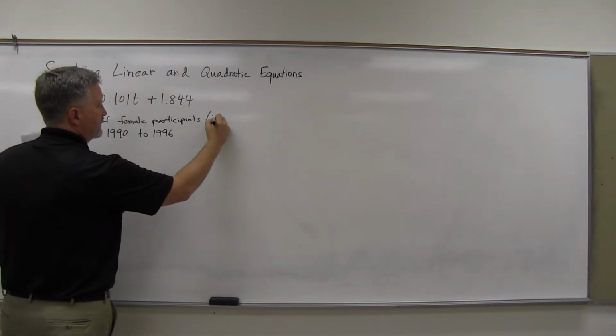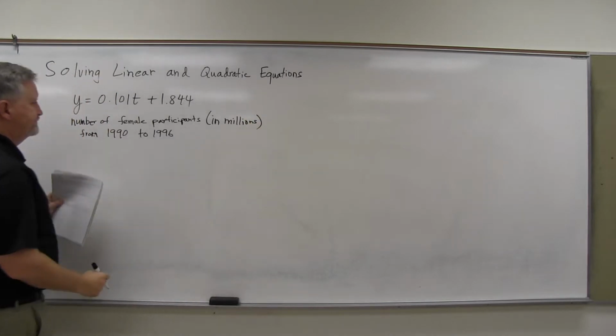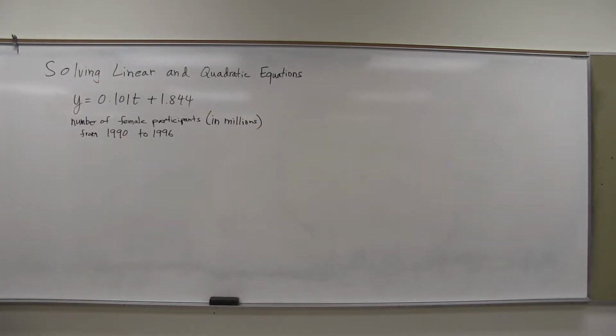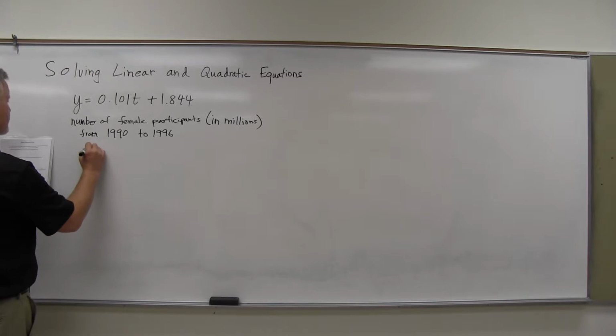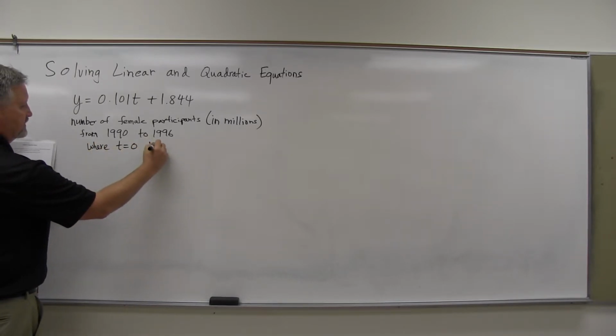Oh, I should have added, it's the number of female participants in millions. So whatever you get here comes out in millions, you have to add the unit there. It's from 1990 to 96, where t equals 0 represents 1990.